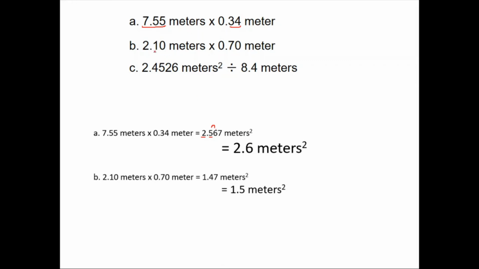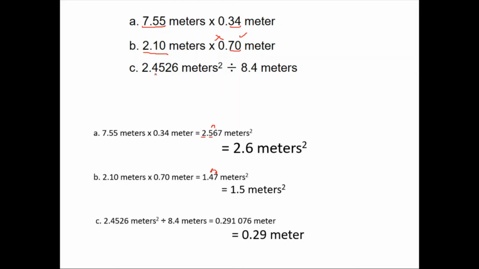For the second one, here we have 3 significant figures. This 0 is significant. Why? Because here we have a decimal, and here we have only 2 significant figures. This 0 is not significant, but this 0 is significant because this 0 is at the right of the decimal. And in making this multiplication, we are going to get 1.47. Here we have 3 significant figures. We have to round it to 2 significant figures. This 7 is more than 5. We are going to increase this 4 to 5. It is going to be 1.5 meters squared.